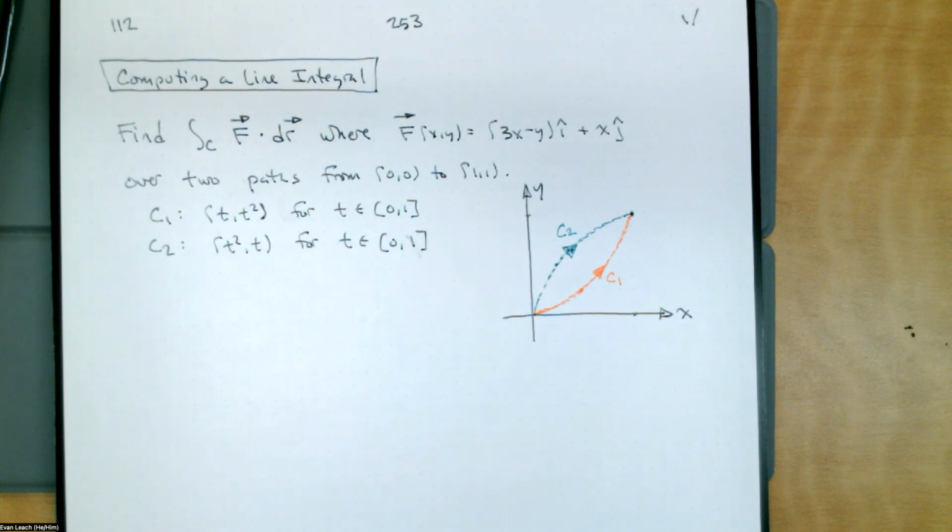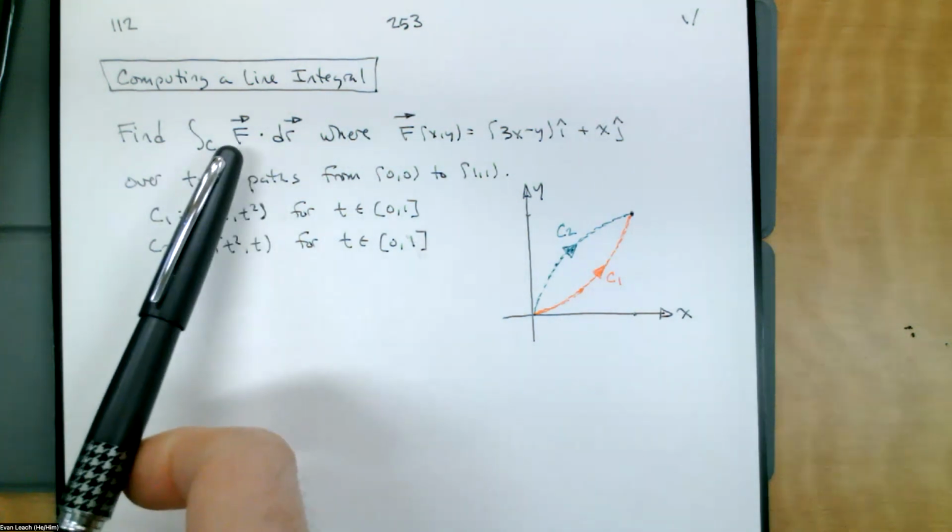We can imagine that the vector field is like the force that's pushing against us. And we want to walk along these two paths, and we want to see which one takes more work to walk along. Maybe that's one way we could think about it. So let's get into the calculations.